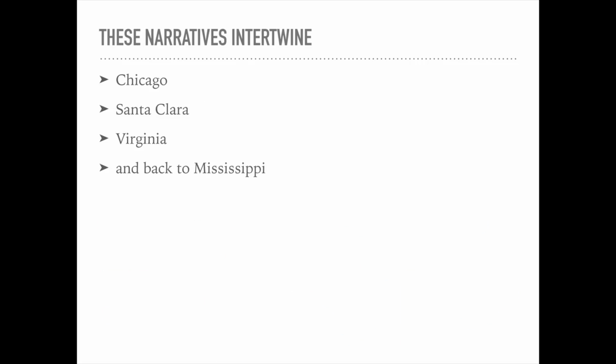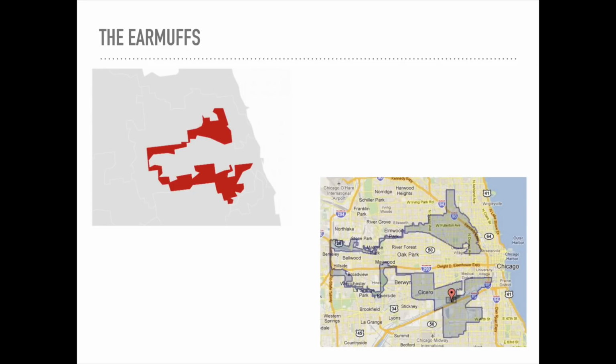Okay, these narratives intertwine. So I'm going to end this talk with just 4 vignettes about the power of these kinds of forensic techniques to show us how redistricting works around the country in a way that combines these various elements. Notorious district, Illinois 4, the earmuffs. Anyone recognize it? Okay, those of you from Chicago may recognize it better now.